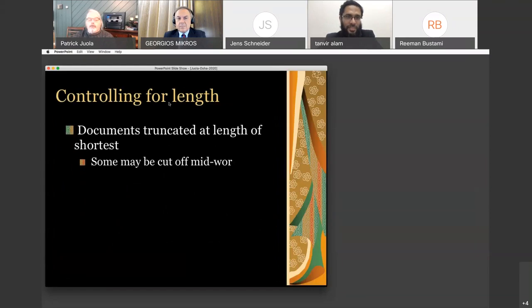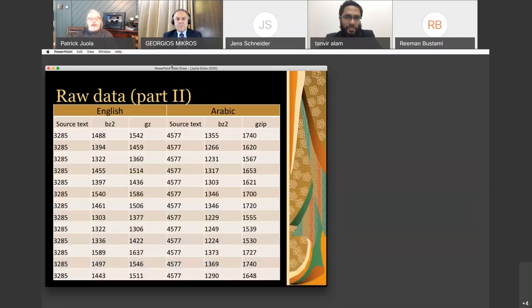I truncated all of the documents at the length of the shortest document. Because they are truncated at that exact length, some of these may be cut off in the middle of a word, and that's not a problem. We just deal with it up to that point. I did the same analysis, and now you will see that all the source texts in English are the same length, all the source texts in Arabic are the same length, and we have the zipped lengths using both methods in both Arabic and English.